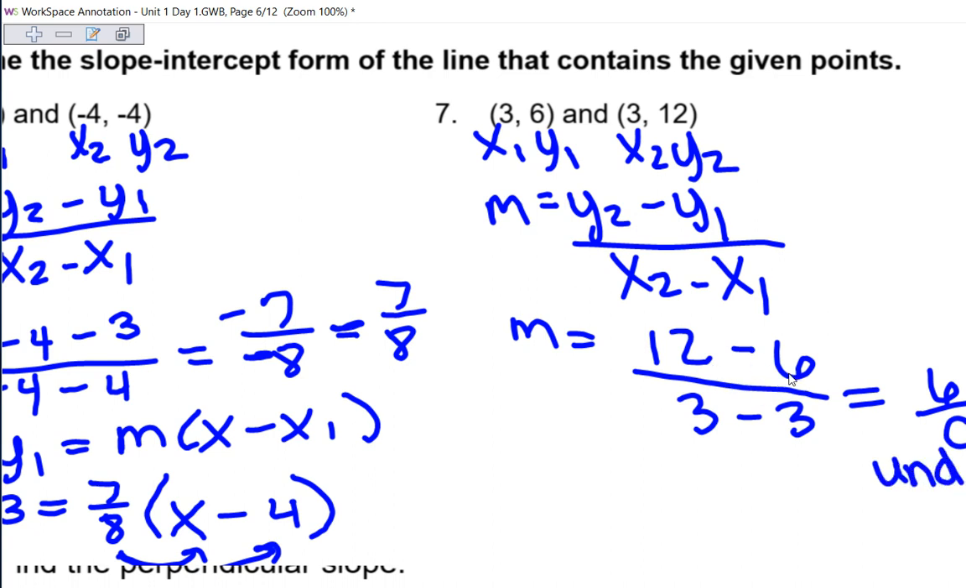But I still have to come up with an equation. If it's undefined, that means it's a vertical line going through what axis? Going through the x-axis at 3, where these two x values are. So there's my equation, x equals 3. I can't give it in slope-intercept form. It's just x equals 3.